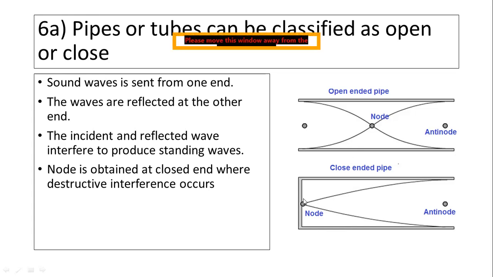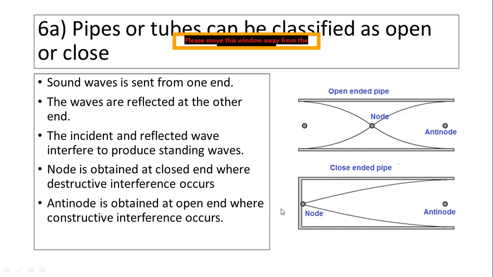Don't need to ask why. We don't want to go into detail on that. Antinode is obtained at the open end where constructive interference occurs. Open end, antinode. Open end, antinode. This is also an antinode there. You can think of it as an antinode because it can vibrate freely. The particle there can vibrate freely, no constriction, whereas this one is restricted. That's why it has to be a node.